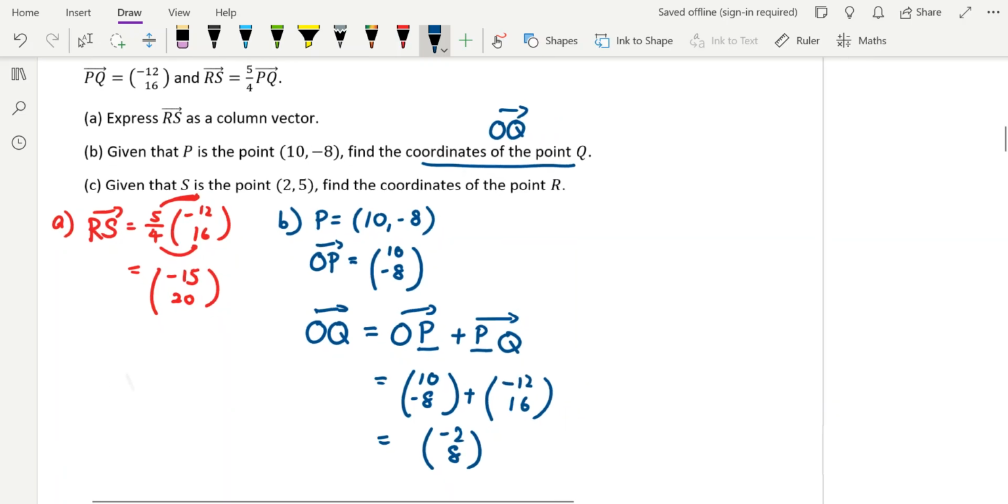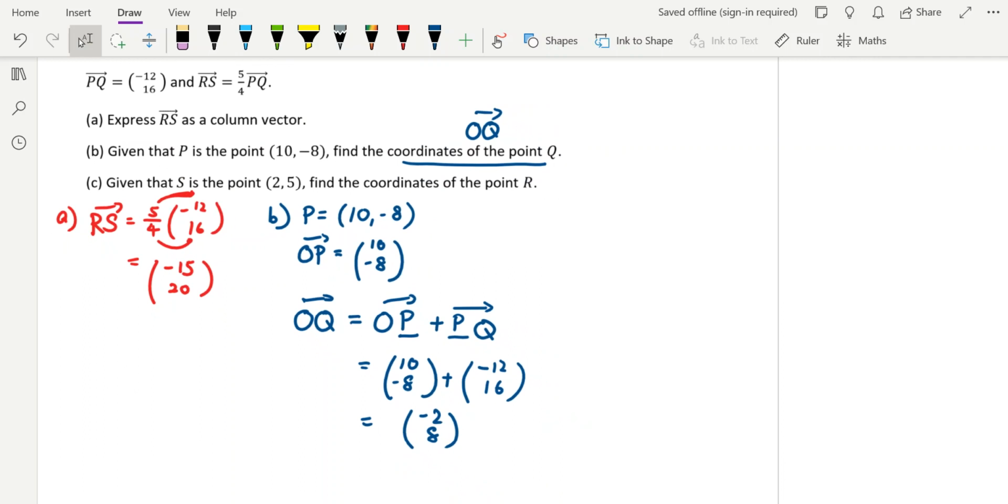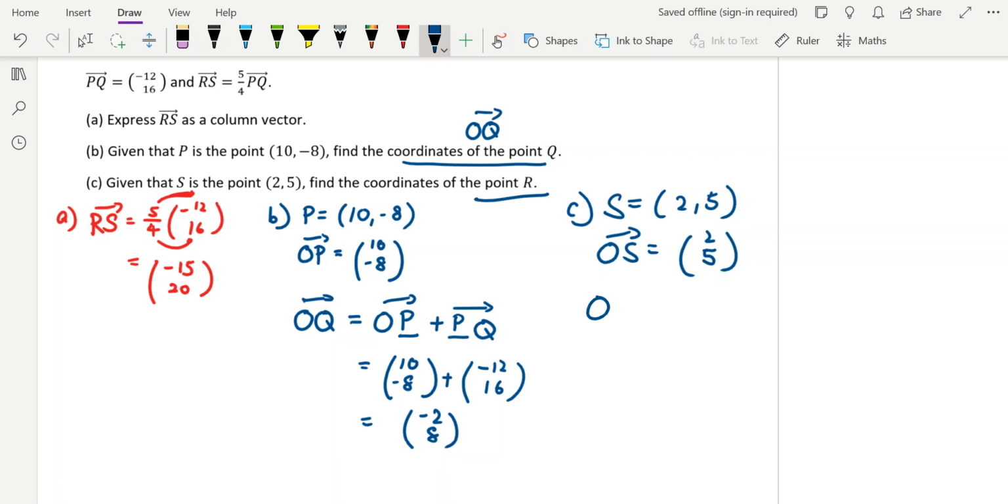Okay? Same thing for part C. You are given that S is equal to (2, 5). Which means OS is equal to (2, 5). Don't say 2 over 5. It is not a fraction. Alright? Next, the question wants to find the point R. That means the question is asking for what OR is equal to. Again, that's why I say using addition is easier. O to something, plus something to R. Then we have OS, because you are given OS first, plus SR.